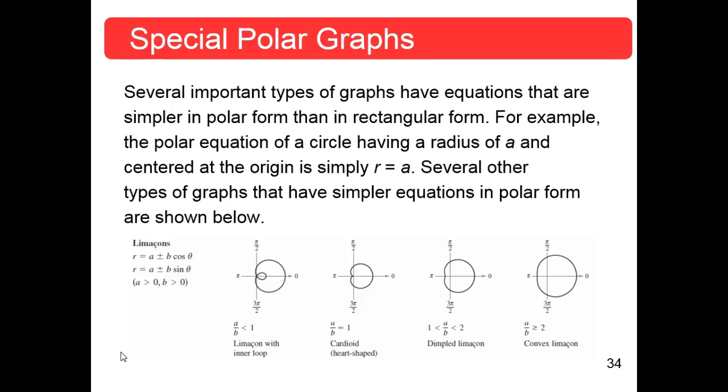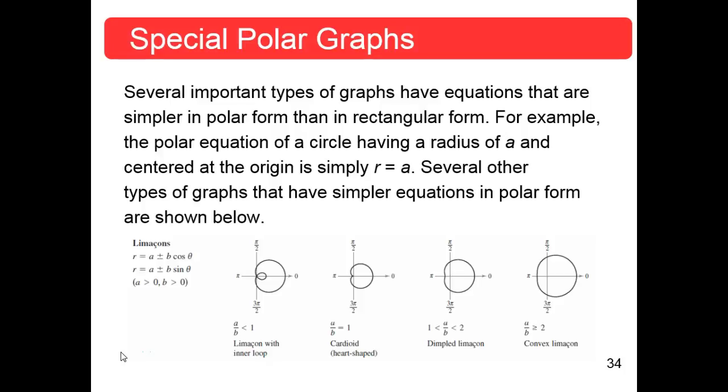Now, some special polar graphs. Several important types of graphs have equations that are simpler in polar form than in rectangular form. For example, the polar equation of a circle having a radius of a centered at the origin is simply r equals a. Period. Can't get much simpler than that. Several other types of graphs that have simpler equations in polar form are shown here.